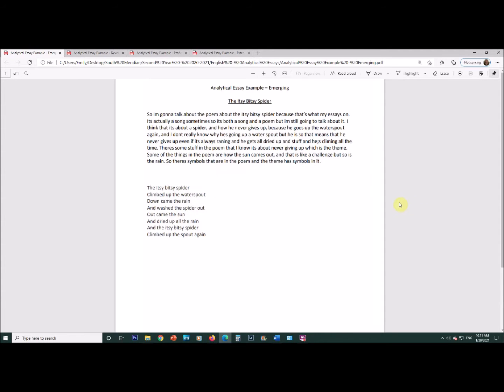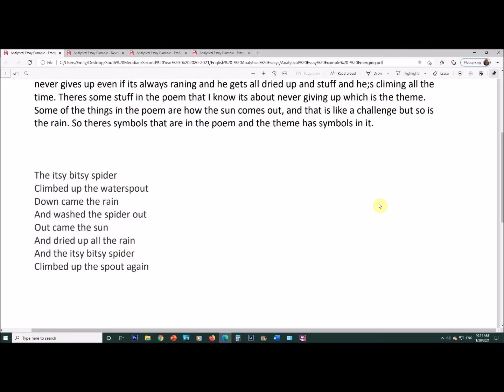So here's the poem. The Itsy Bitsy Spider climbed up the water spout. Down came the rain and washed the spider out. Out came the sun and dried up all the rain, and the Itsy Bitsy Spider climbed up the spout again.